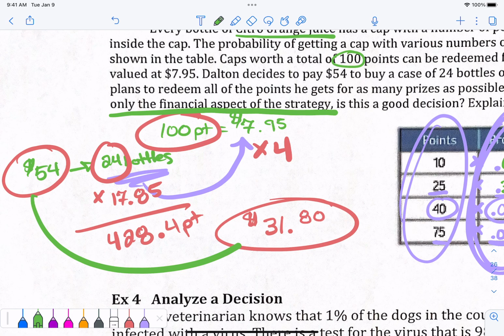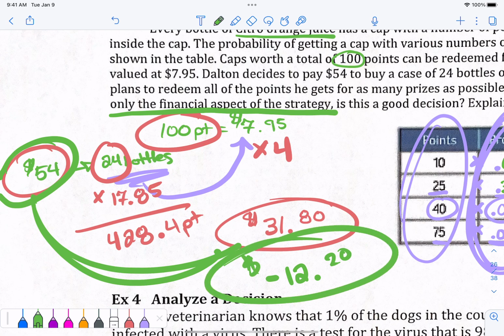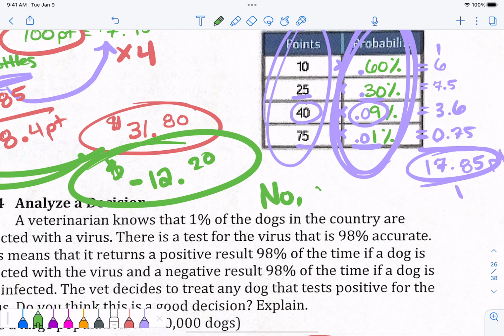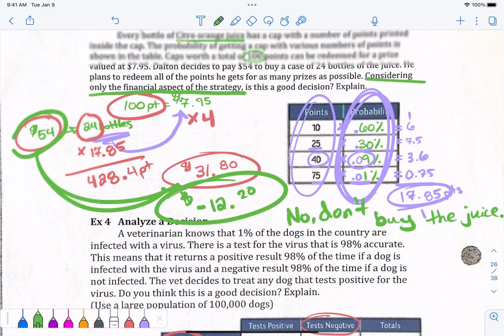No. Off of 24 bottles, you're going to lose about $13-ish. Or $12, right? $12.20 is what you're going to subtract. You're going to be down about $12.20. So no, don't do this. Don't buy the juice. If you're trying to do it to make money, thinking it's going to make you money, it's not going to. That's the way they rig it. They do that on purpose. Do you know what that even means? Okay? Good? Happy with that?